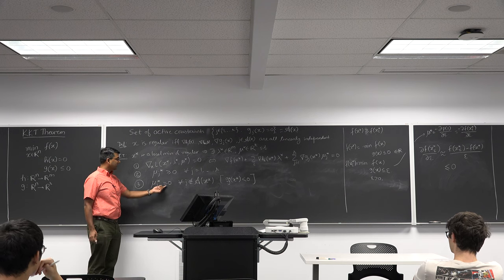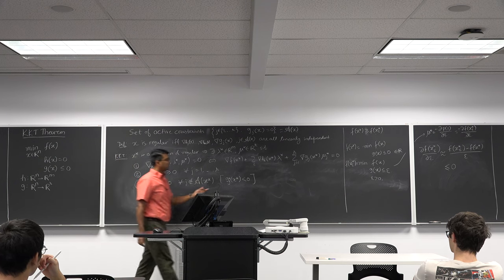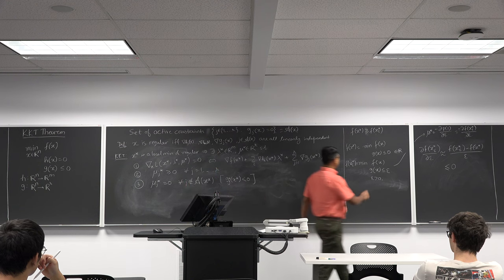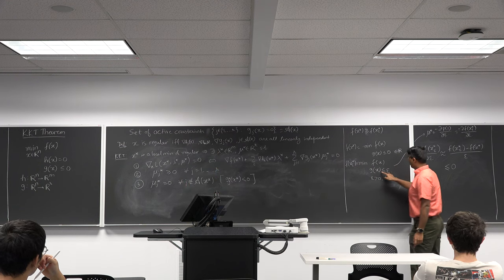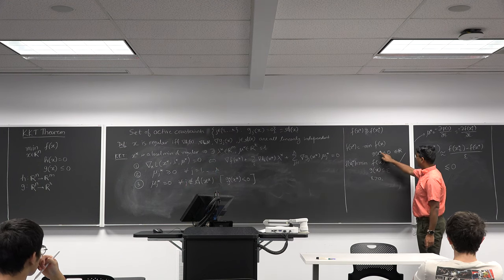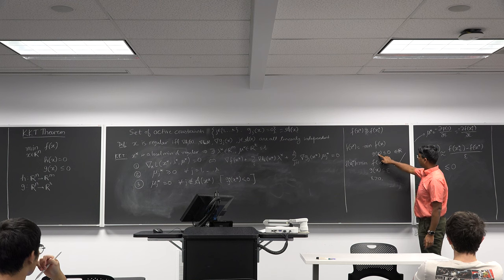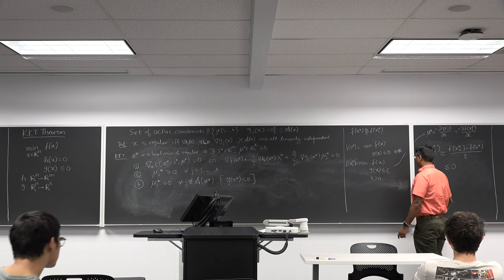Now why should mu j star be equal to zero for an inactive constraint? If at x star of epsilon this particular constraint is inactive, it means that g of x star is actually strictly less than zero. Let's write it.